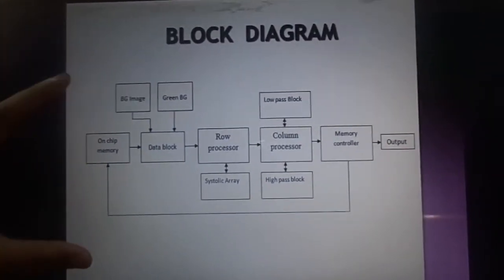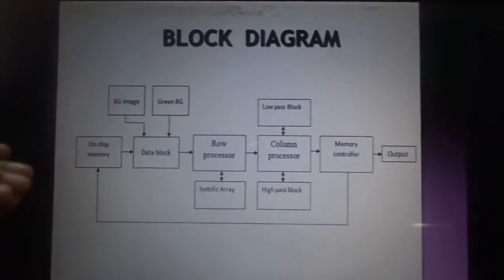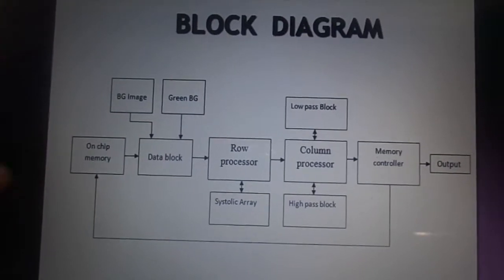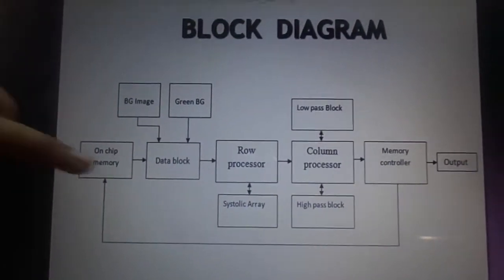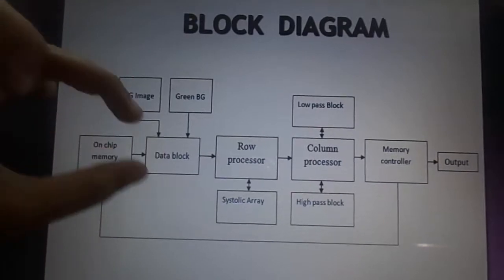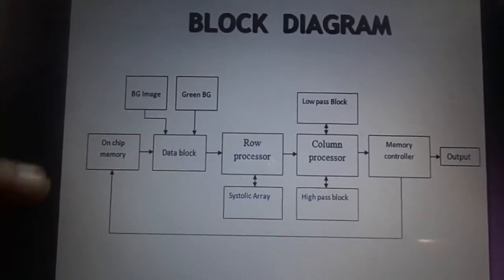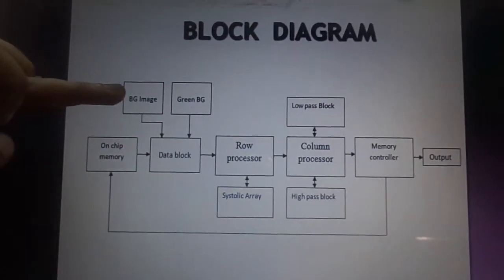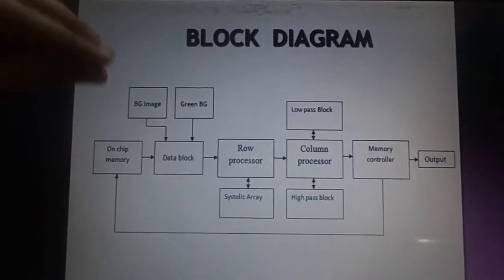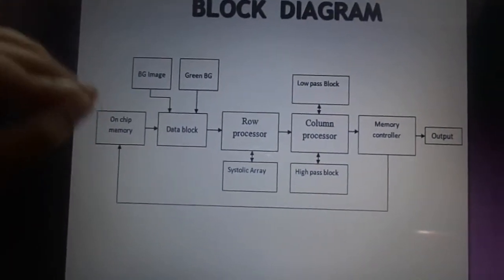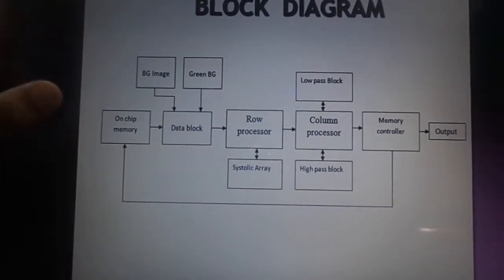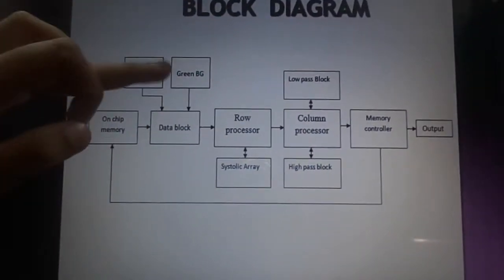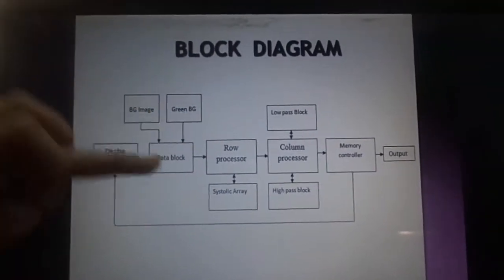This is the overall block diagram of our project. Here we have an on-chip memory which acts as an external memory. Here we will be storing all the memory bits of the picture. These bits will be given to the data block. The data block will receive input from 3 places. The first one will be from the on-chip memory. The second one will be from the background image. The background image that we have will be given in the form of bits to the data block, and that image will be converted into bits using MATLAB. And then again we have the green background. This also will be converted into bits and given to the data block.